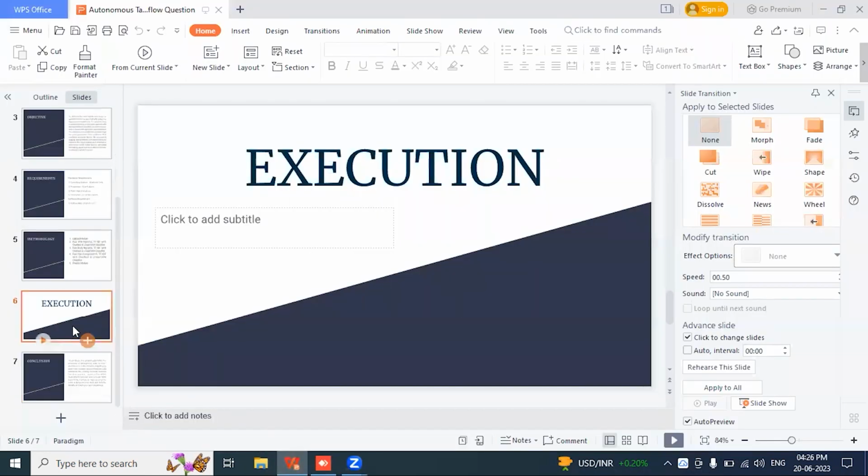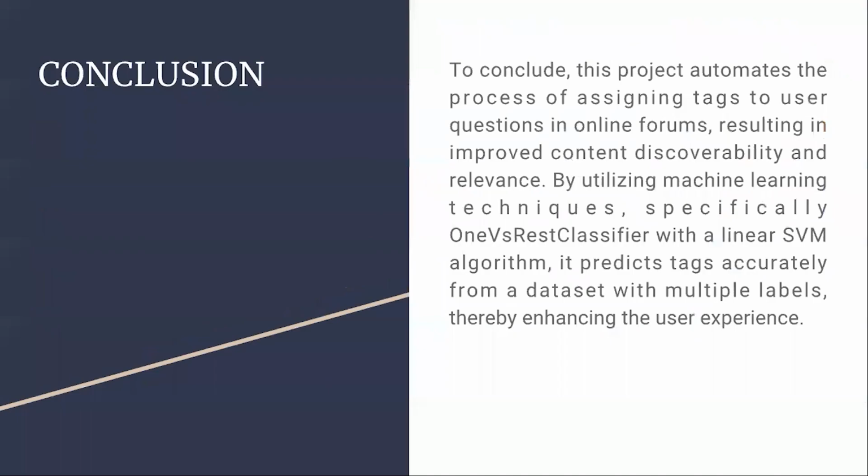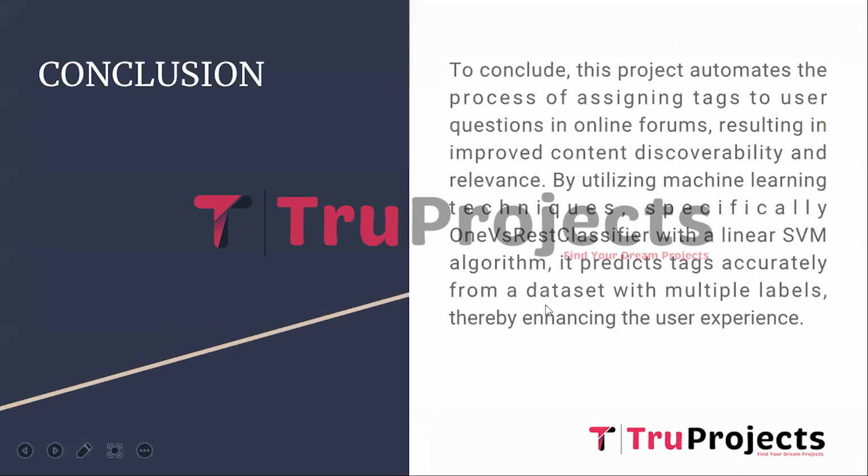Finally, I conclude that this project automates the process of assigning tags to user questions in online forums, resulting in improved content discoverability and relevance. By utilizing machine learning techniques, specifically the one versus rest classifier with the linear SVM algorithm, it predicts the tags accurately from a dataset with multiple labels, thereby enhancing the user experience.